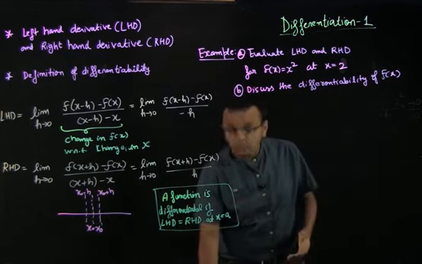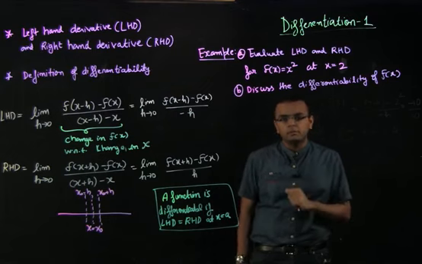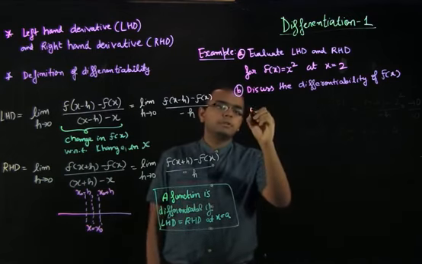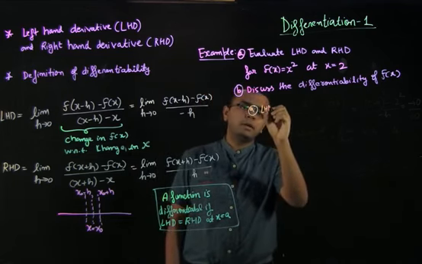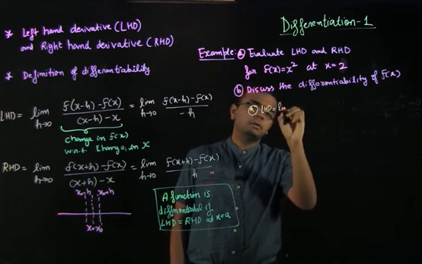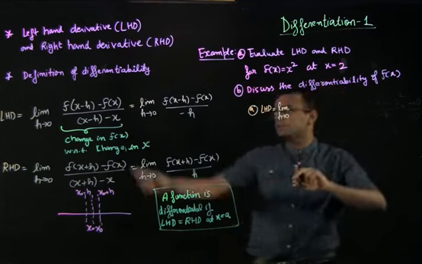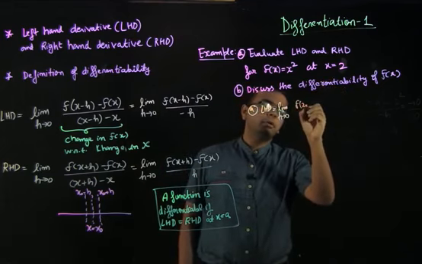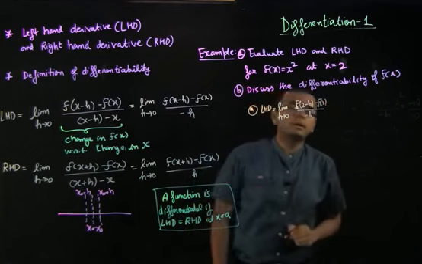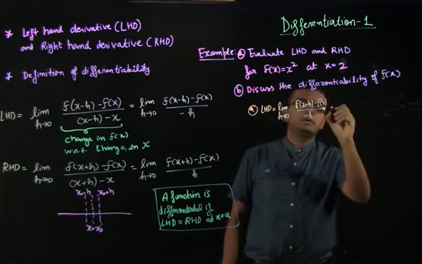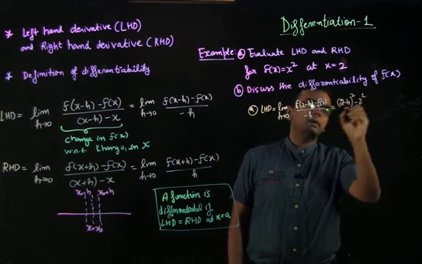So, let us now try to solve the problem of evaluating the LHD and RHD for f of x is equal to x square at x equal to 2. For the first problem, we can define LHD very quickly, as we have already done. Here x equal to 2. So, we will just write this directly as f of 2 minus h minus f of 2 by minus h, right, and this is nothing but 2 minus h whole square minus 2 square by minus h.